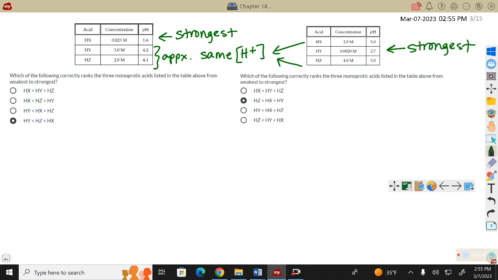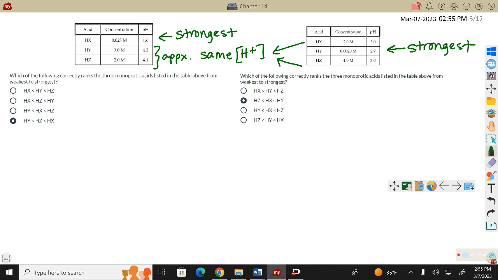These questions were adorable. They give me 3 acids. Which of the following correctly ranks the 3 monoprotic acids listed from weakest to strongest? These are kind of similar in concept. Weakest acid to strongest acid. And monoprotic just means one hydrogen.